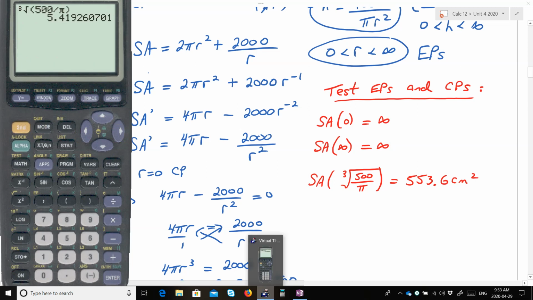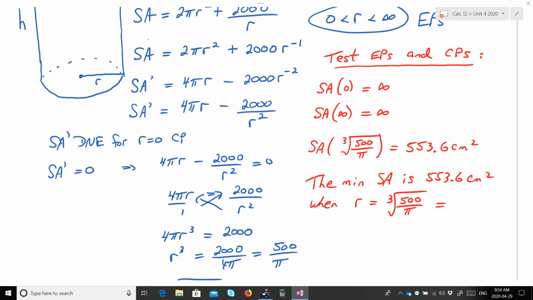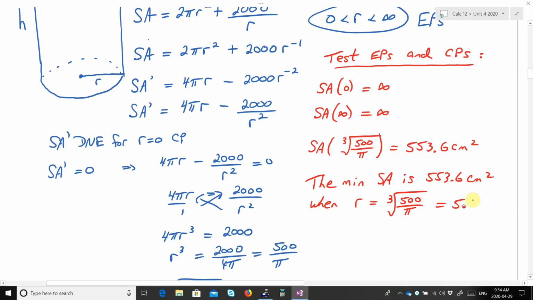Okay. So we can say the minimum surface area is 553.6 centimeters squared when r is equal to the cube root of 500 over pi. And notice it said, express your answer as an exact value in terms of pi and then to the nearest tenth of a centimeter. And so the cube root of 500 over pi is 5.4. So the r is 5.4 centimeters.